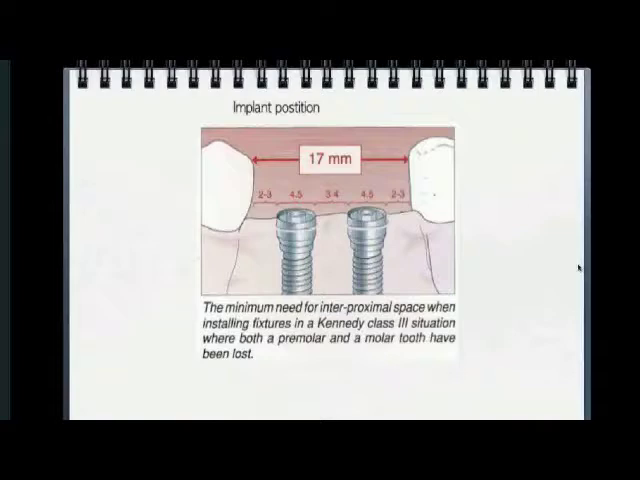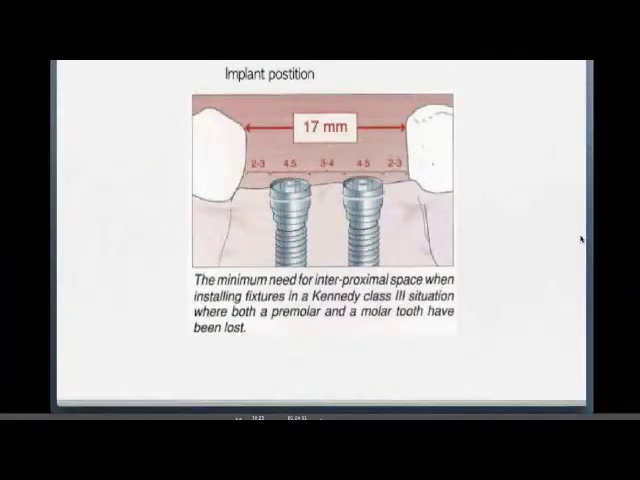Again, the rule is very simple. If we don't have the bone, we don't have the soft tissue. How important is the soft tissue? It's almost as important as the bone. Today, we're talking about mostly the bone.